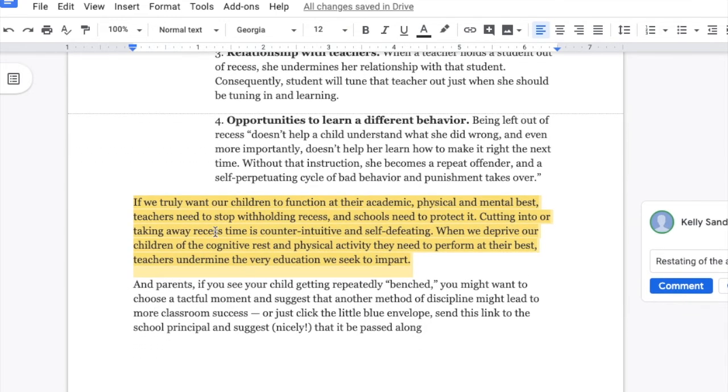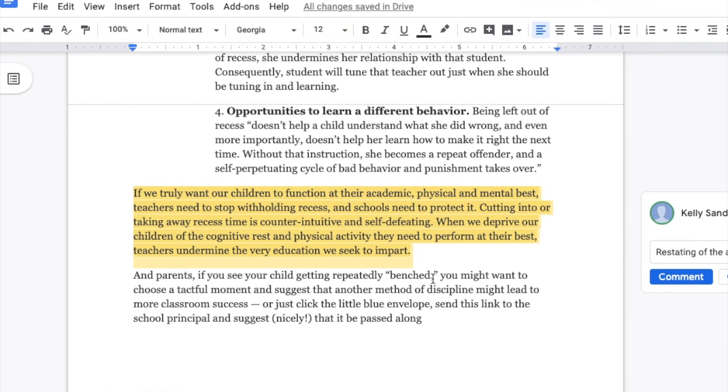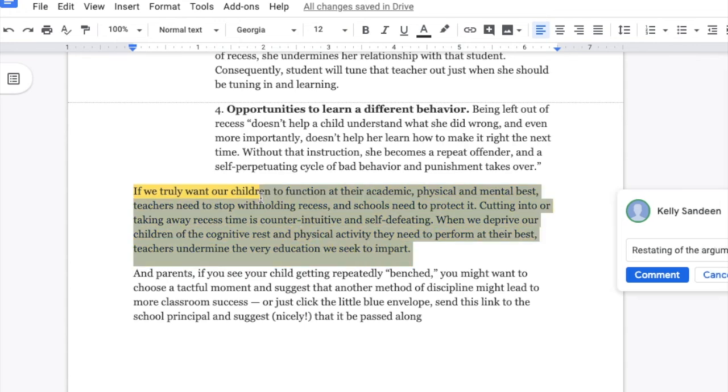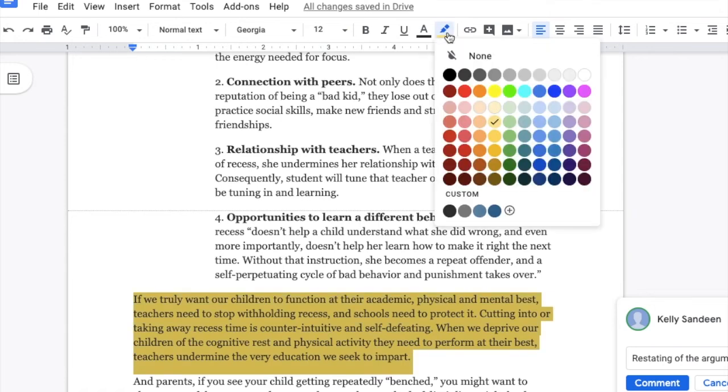She then here restates the argument or her claim. If we truly want our children to function at their academic, physical, and mental best, teachers need to stop withholding recess, and schools need to protect it. Cutting into or taking away recess time is counterintuitive and self-defeating. So this can also be a restating of the argument and her rebuttal.